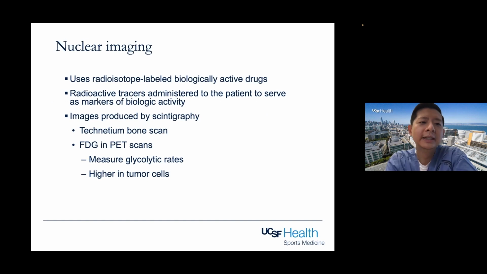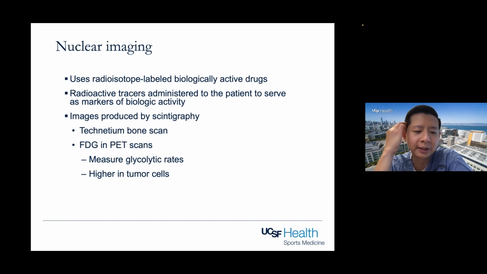Nuclear imaging, so these use radioisotopic labeled drugs, where you inject it through the IV, and then it basically goes to different areas of the body and lights up based on what you're tagging. So most of the time you're tagging some product of glucose, and you're just seeing where that goes, because the areas where the joint or the muscle is most active will absorb that the quickest. So images are produced in that way. That's what scintigraphy means. And then technetium bone scans, and then also the glucose FDG as a form of glucose in PET scans.